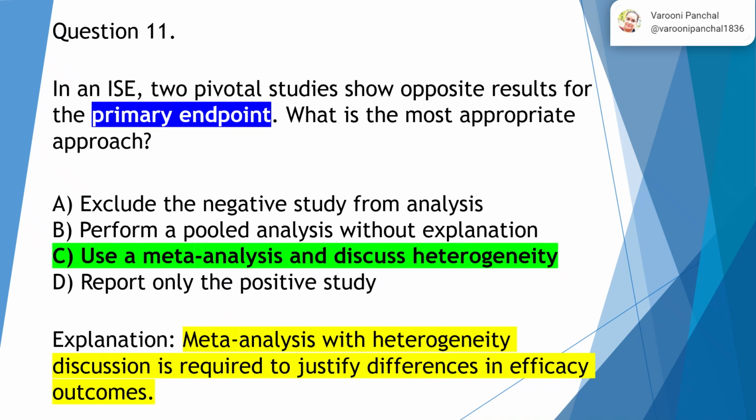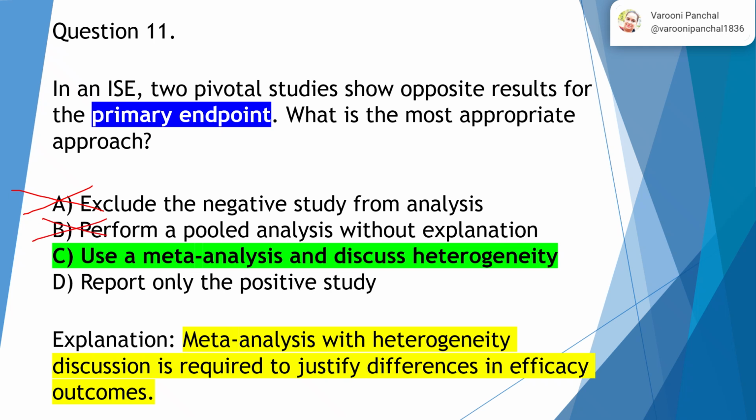Question 11. In an ISE, two pivotal studies show positive results for the primary endpoint. What is the most appropriate approach? Option A, exclude the negative study from analysis. No. Perform a pooled analysis without explanation. No. Even if you're performing any pooled analysis, you have to explain it, right?